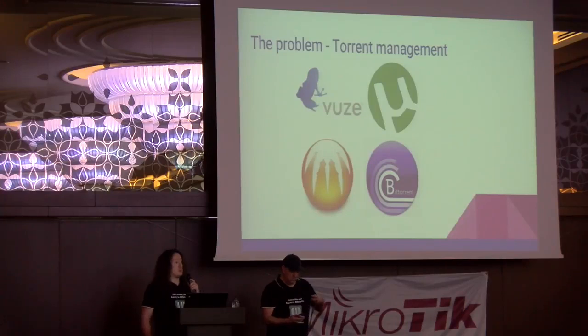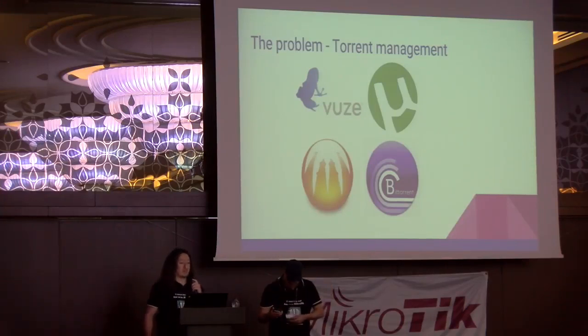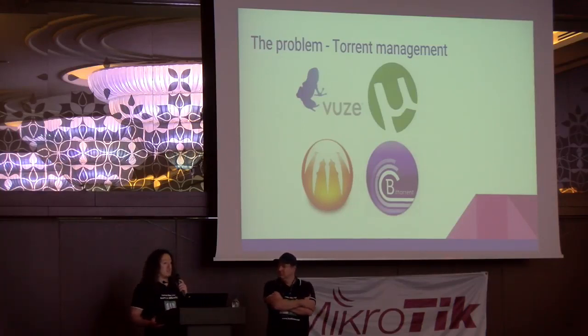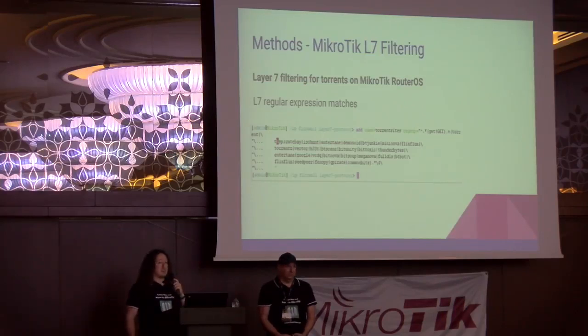Another problem of content filtering is torrent management. We have a few torrent clients: Vuze, BitTorrent, uTorrent. These are torrent clients that you have on the network, and for congested networks or for networks that you want to manage, such as your office, you might want to block torrent traffic. How do we do this? There are various methods on a MikroTik that you can use to address this problem.